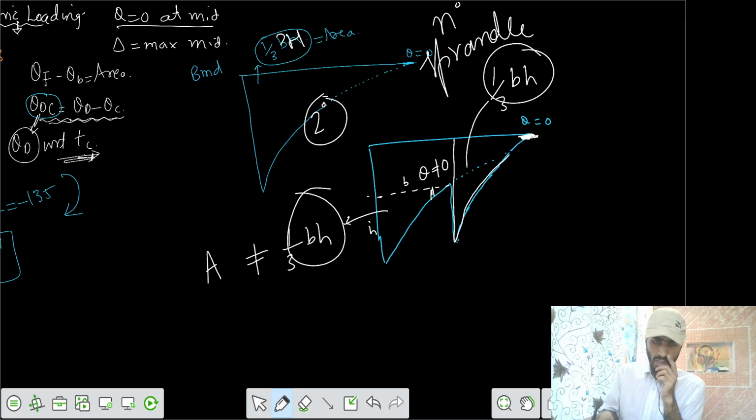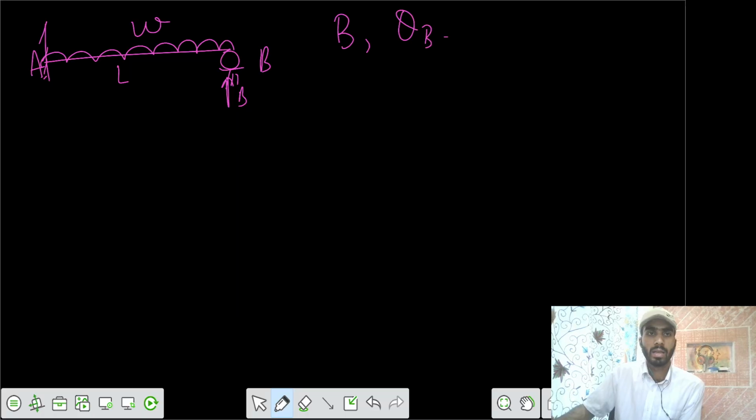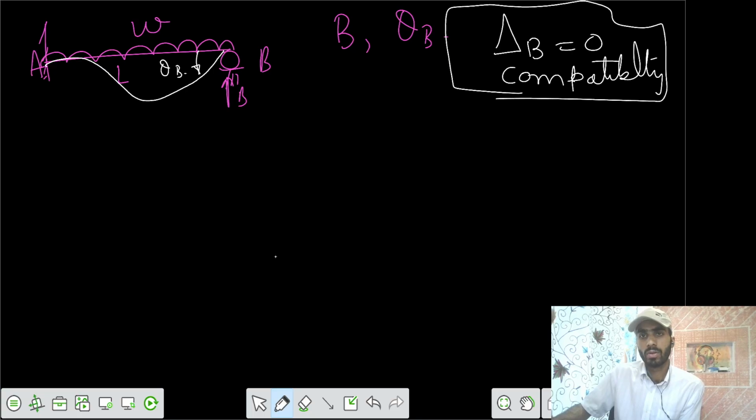Now we have a propped cantilever. We can also calculate the redundant using that moment area method. So you have a propped cantilever and a reaction. Let's say the reaction here is B, based on the loading, because the loading is acting downwards, a UDL for length L. This is point A. You need to get the value of reaction B, and theta at B. So the deflection profile is somewhat this way. But the compatibility condition is that theta at B equals 0. We have to ensure that theta at B should be 0.